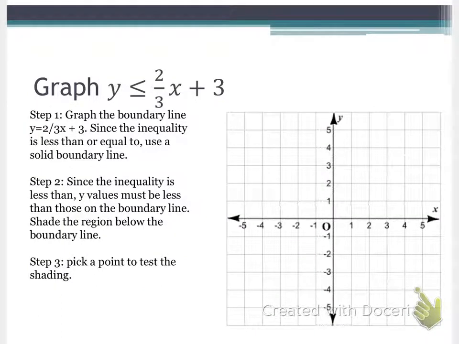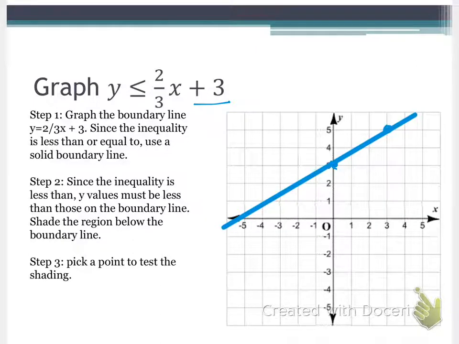So let's do another one, right? Let's do y is less than or equal to 2/3 x plus 3. So again, graph your boundary line. We start at 3, because that's my y-intercept. Then we rise 2, run 3. So up 2, run 3. And we get 3, 5. So, since the inequality is less than or equal to, our boundary line is solid because it includes those points. It's "or equal to," so those points can be included. So our line should look like that.